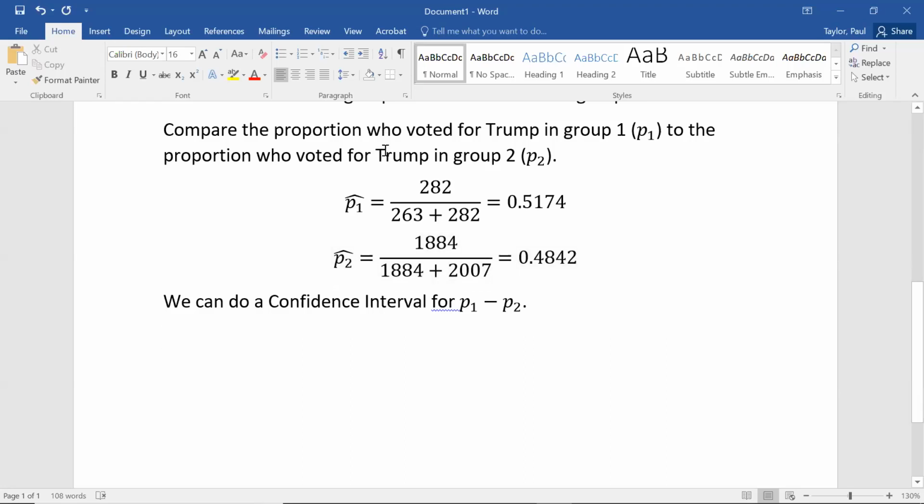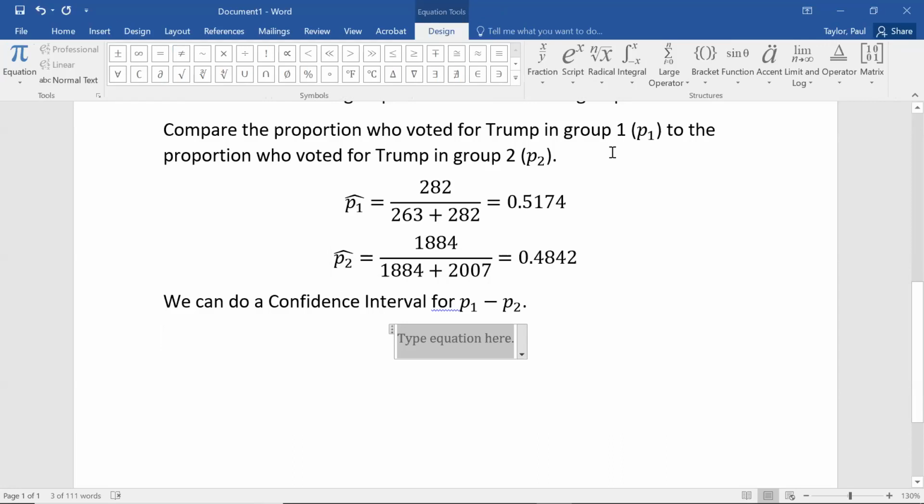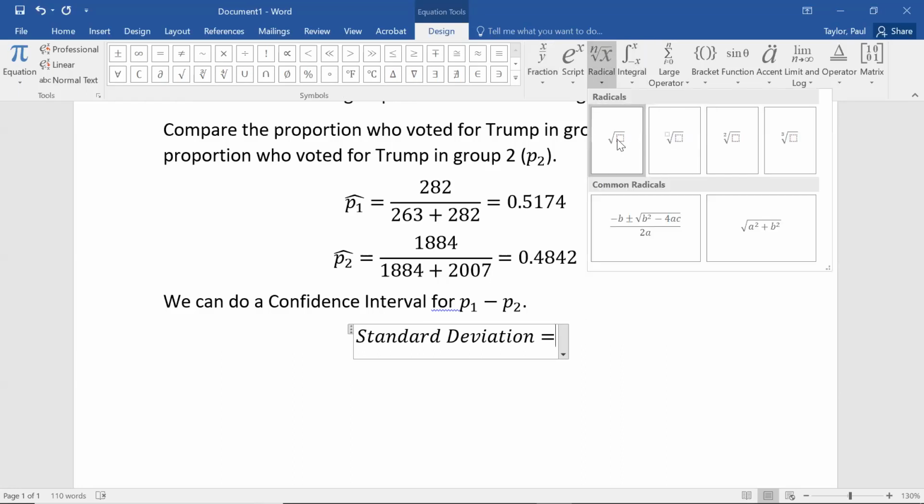Before I end this video and flip over to Minitab, I want to say that we do have a formula for the standard deviation. Because how much higher or lower it goes depends on the standard deviation. Basically you take a standard deviation, you multiply it by 1.96 if you want to find a 95% confidence interval, you multiply it by 2.576 if you want to find a 99% confidence interval. How do you find the standard deviation? Well, we have a formula for it.